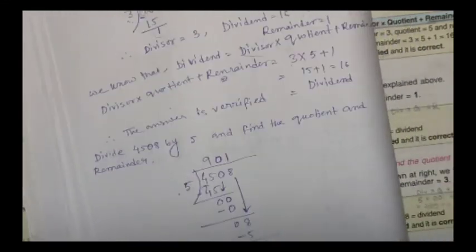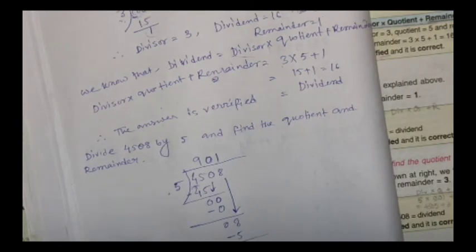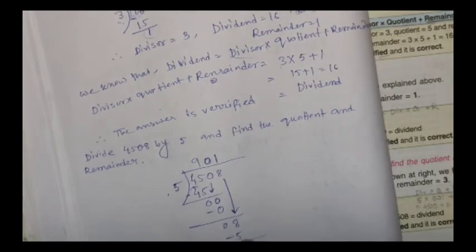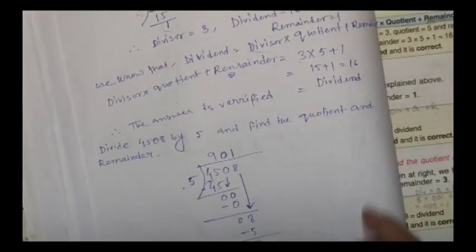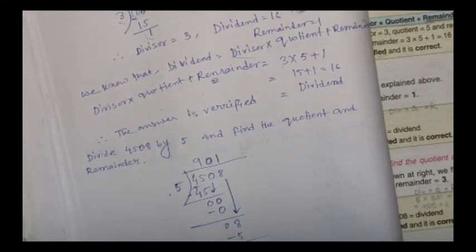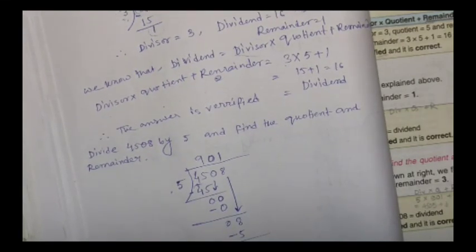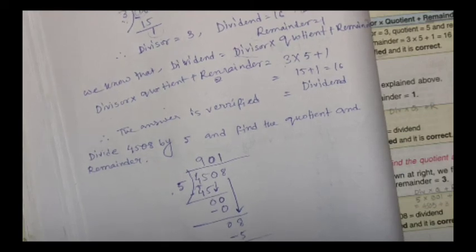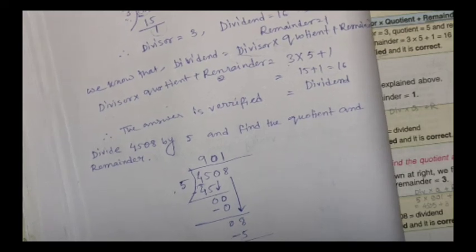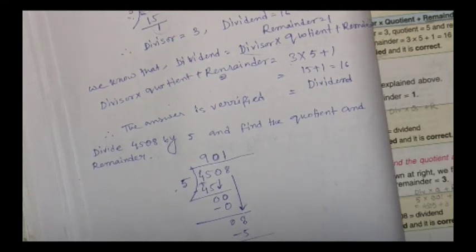Okay, so this is how you can verify the answer, and this is how you can do the division with remainder and without remainder. When the remainder is 0, the relation is divisor into quotient equal to dividend, and when the remainder is not 0, the relation is divisor into quotient plus remainder equal to dividend. Okay, so I hope all of you can understand, but if you can't understand, you will ask me.